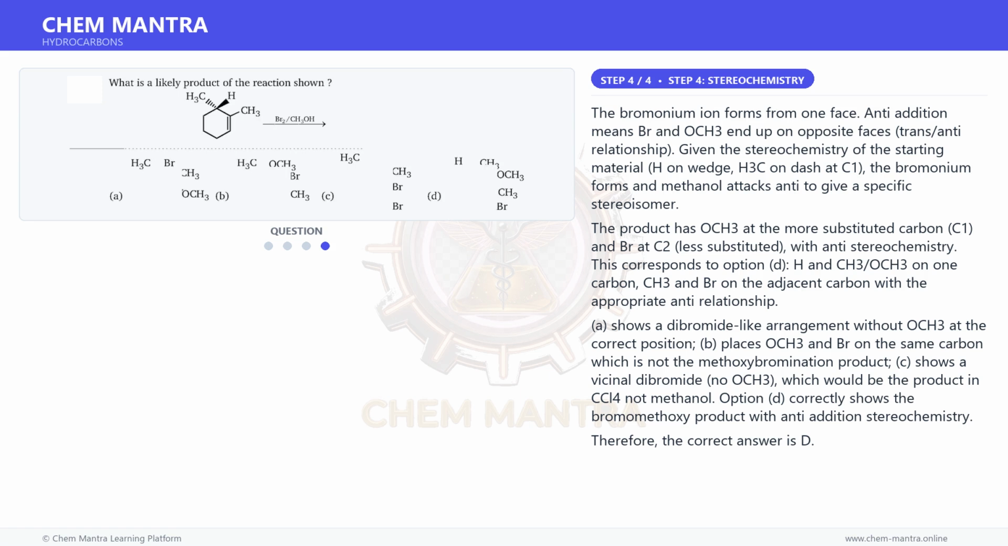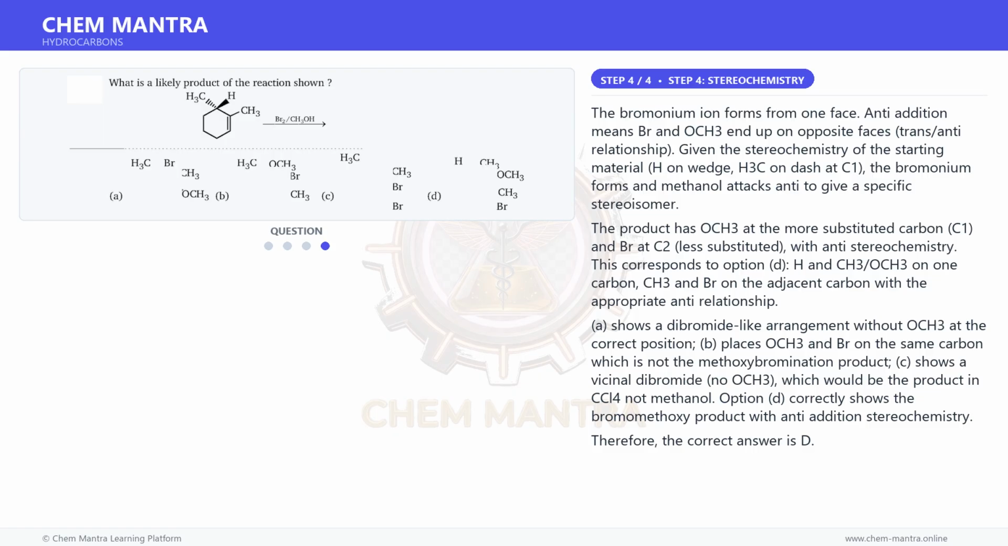The product has OCH3 at the more substituted carbon, C1, and Br at C2, the less substituted, with anti-stereochemistry. This corresponds to option D. H and CH3 and OCH3 on one carbon, CH3 and Br on the adjacent carbon, with the appropriate anti-relationship.